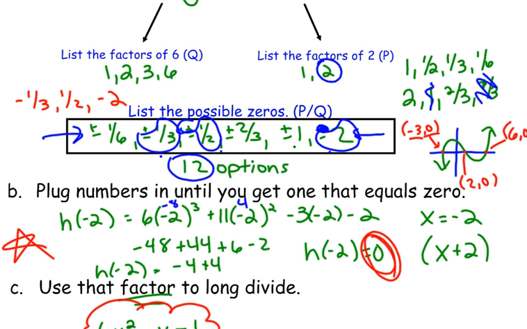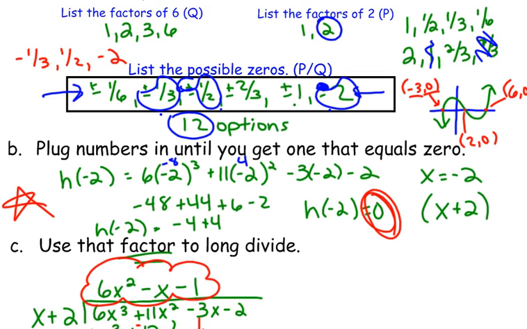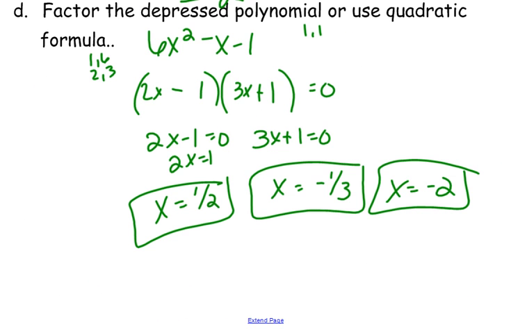The only ones not listed in here would be your imaginary solutions. Those are the only ones you wouldn't be able to find. So a lot of work for one problem. Takes quite a while to go through, right?